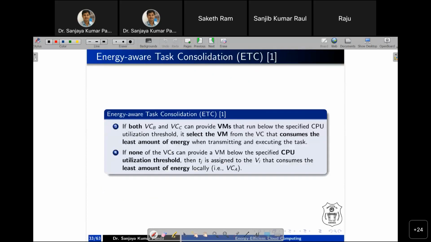Now, the third one says that suppose there are three virtual clusters, virtual cluster A, virtual cluster B, virtual cluster C. Let's say all three virtual clusters are not free. In that case, what will you do? You have to violate the CPU utilization threshold and see whether you can accommodate the task in the same virtual cluster or not. That is the concept behind ETC.